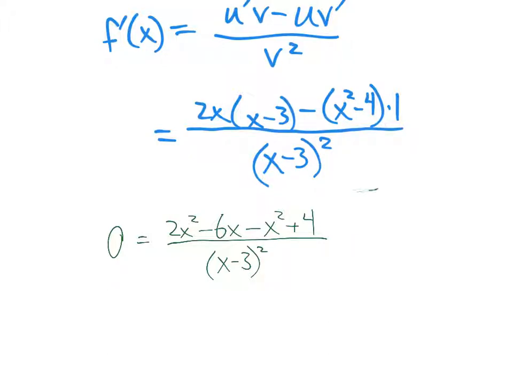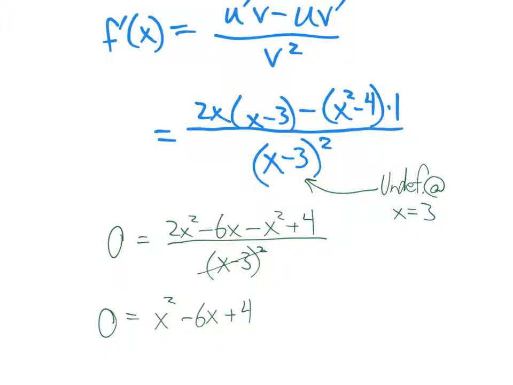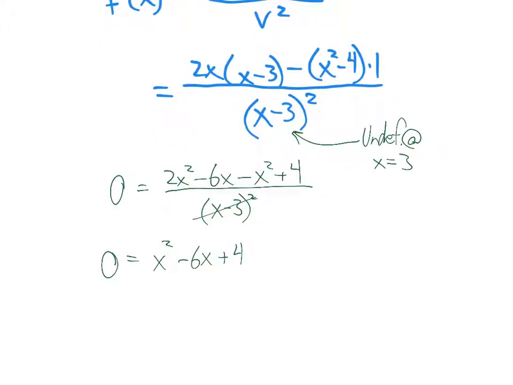Now, notice here the derivative is undefined at x equals 3. Which makes sense because the whole function is undefined at x equals 3. Alright? But now if I multiply both sides by the x minus 3 squared, that's gone and I can just look at my numerator. So I simplify that and I have an x squared minus 6x plus 4. And that doesn't factor. So I've got to use my quadratic formula again to get my 2 critical points.